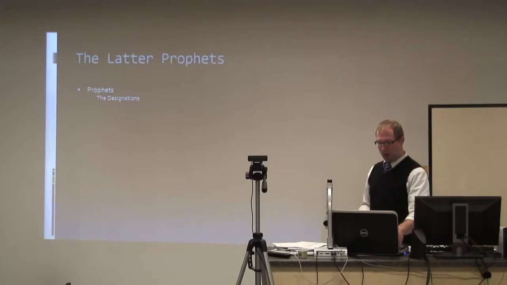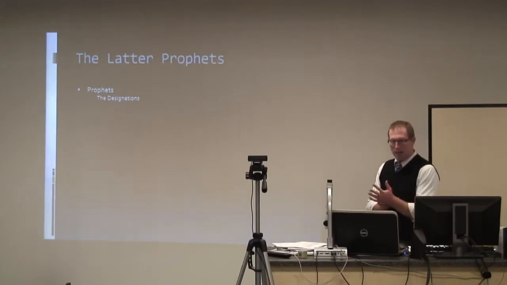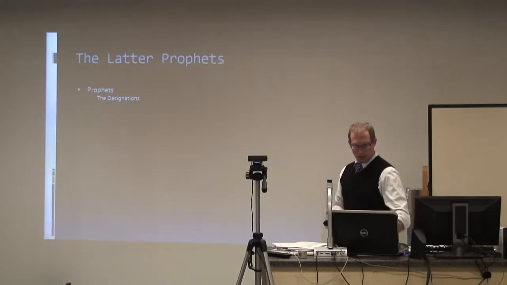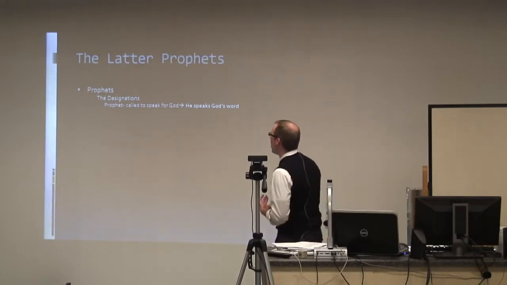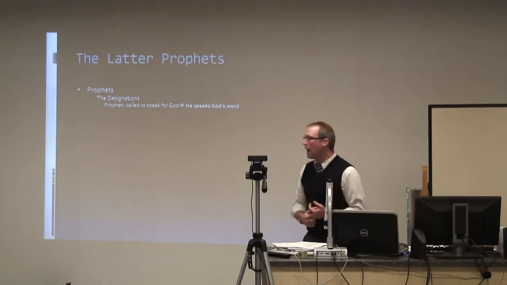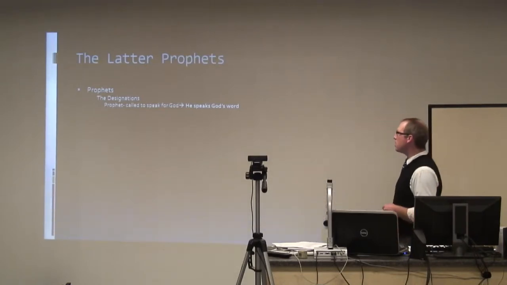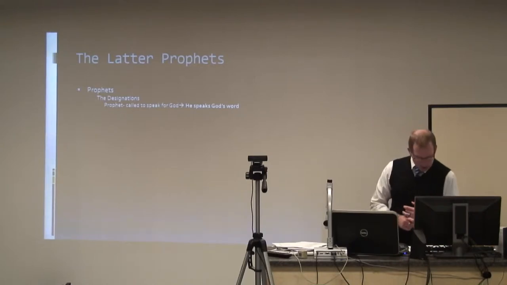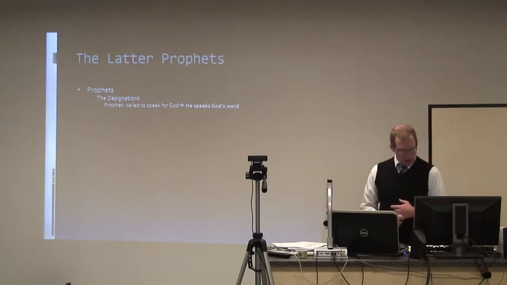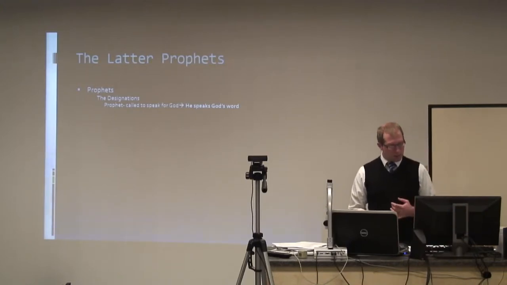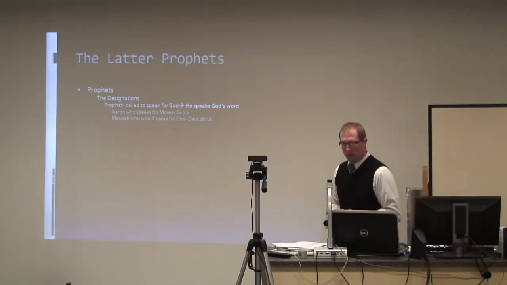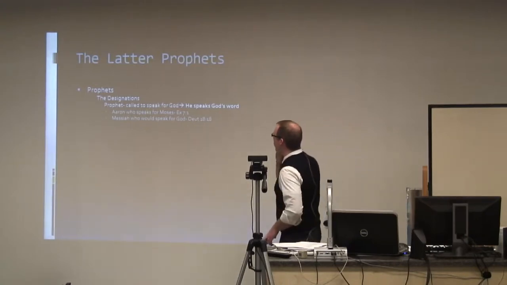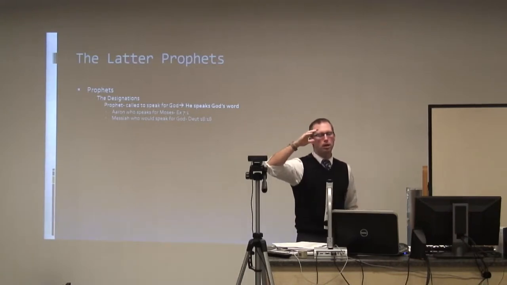Now a few words about the prophets themselves. First of all, it's significant to see and take note of what the prophets were called. So their designations. The first thing that we see that they're called in the Old Testament, they're often called prophets. These are men who are called to speak for God. So the first thing that a prophet does is he speaks God's word. This starts with Aaron, who speaks for Moses. Ultimately, the Messiah would be a prophet. In Deuteronomy 18:18, he would speak God's word to the people. But when the prophets are called prophets, that's the major focus, is the fact that they are called to be God's mouthpieces.